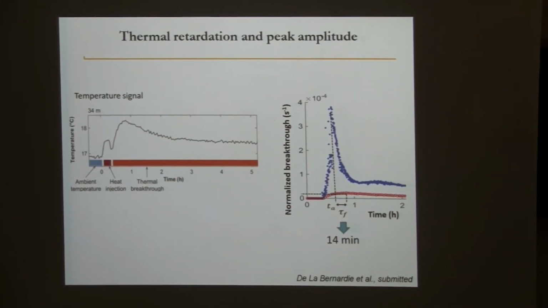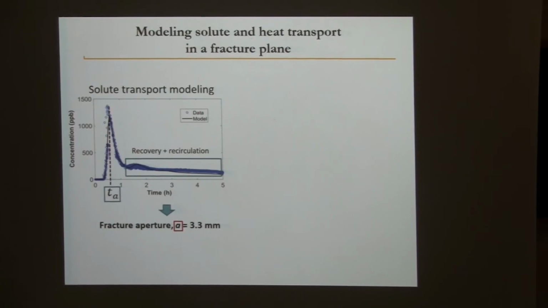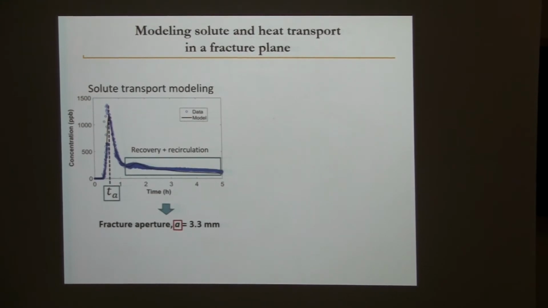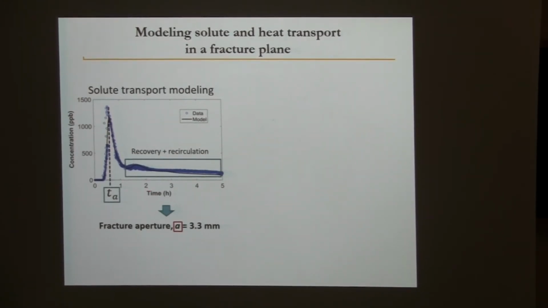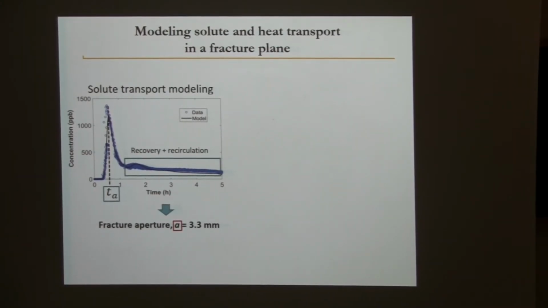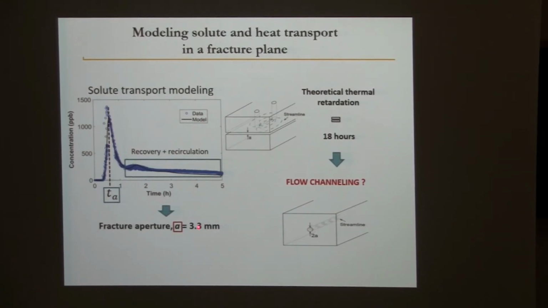So this is the temperature signal that we are now able to compare with the solute signal. And what we found is that the thermal retardation is relatively short in that case, only around 15 minutes. We used some modeling to see if it was consistent with one fracture or one channel. When we consider one fracture, we can very well model the solute transport. But in that case, if we take this fracture aperture, the time predicted for heat to be transported is about 18 hours, while we observe something like 15 minutes.